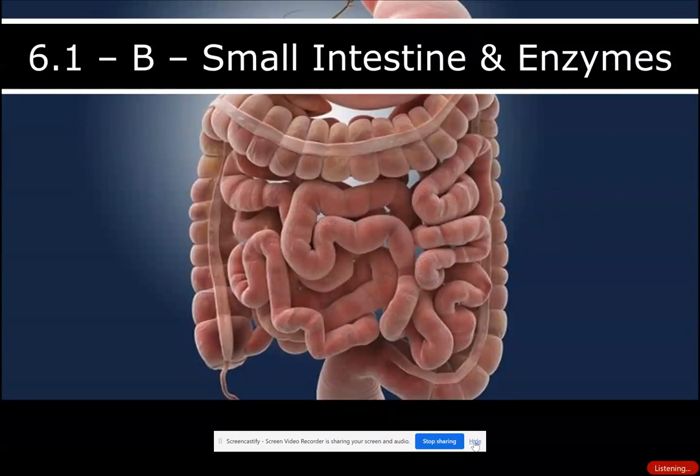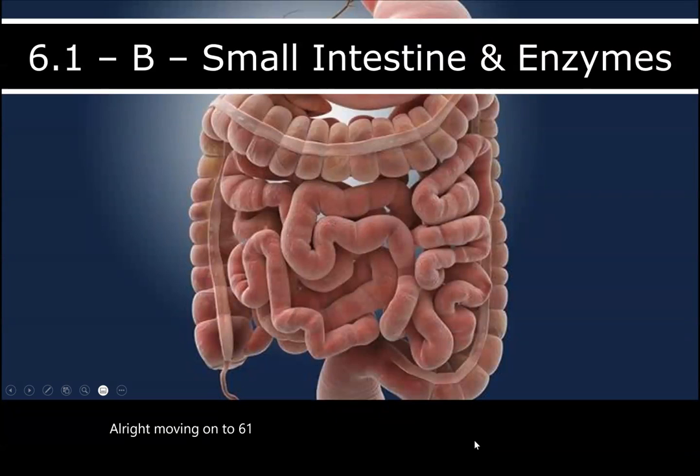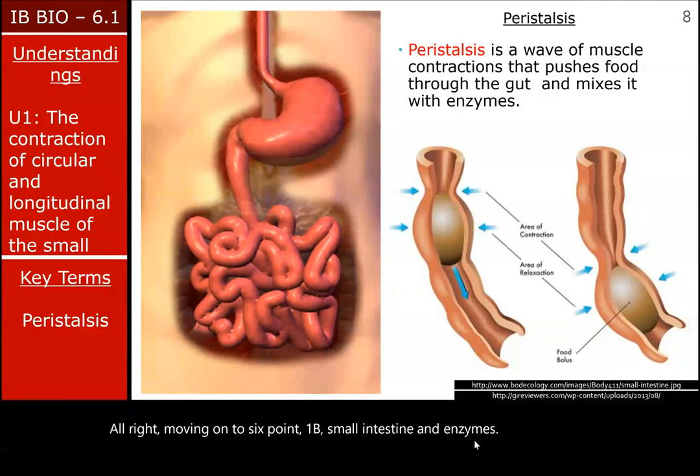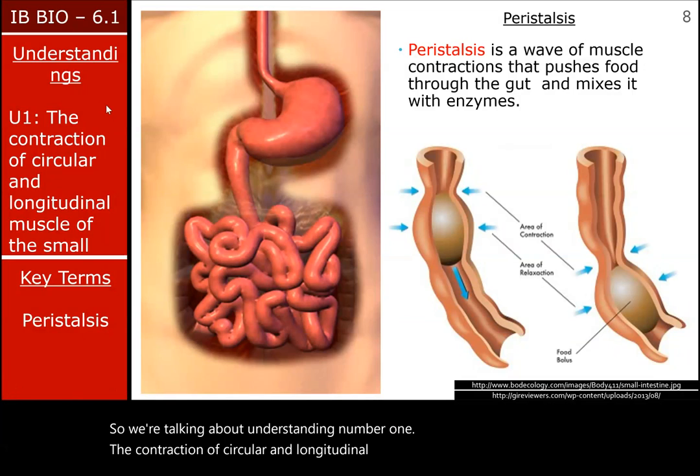All right, moving on to 6.1b, small intestine and enzymes. So I said before we're kind of going to jump around a little bit. We're talking about understanding number 1, the contraction of circular and longitudinal muscles in the small intestines, but it's not just the small intestines, right?